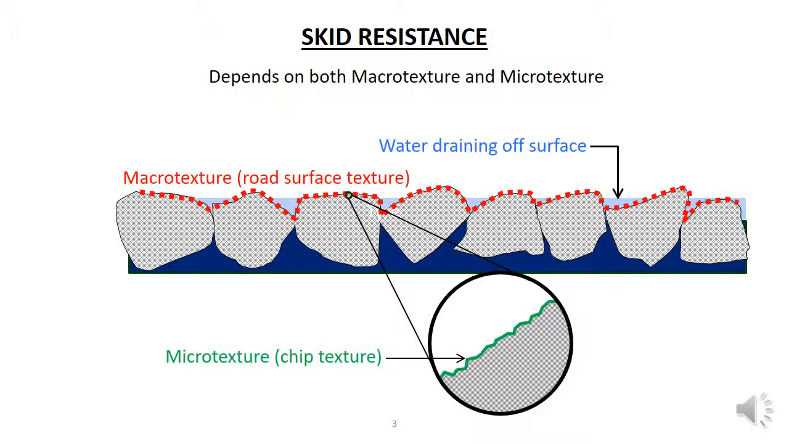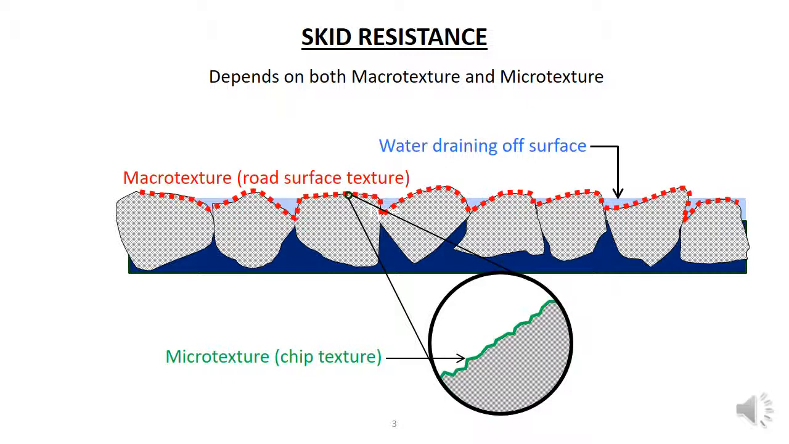The micro texture is the surface of the chips themselves and is not so easily seen without a microscope, although you can feel it when you rub the chip. This is shown as the green line on the illustration. This microtexture is important as it affects the grip of the tyres on the chip. Tyres will not grip well if the chip surface is smooth and polished, even if there is a coarse macrotexture.